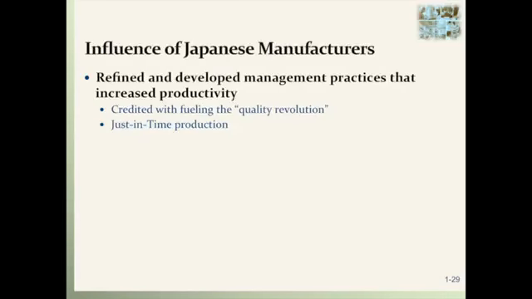And then the last thing is the influence of Japanese manufacturers. We'll go into this in the chapter on quality. There was Edward Deming, who started the quality revolution, and then the most recent advent has been just-in-time production.